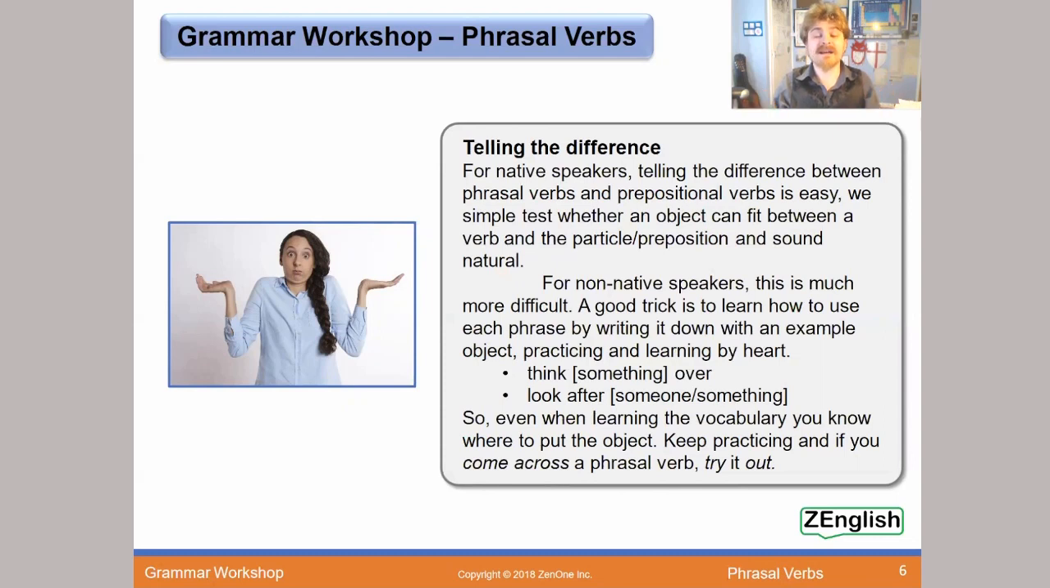Keep practicing, and if you come across a phrasal verb, try it out. Okay? And the more we practice, the better this will get. It is difficult to get right, but I do recommend writing it down with the object, writing something like something in the middle, so you can be reminded of how to use it.